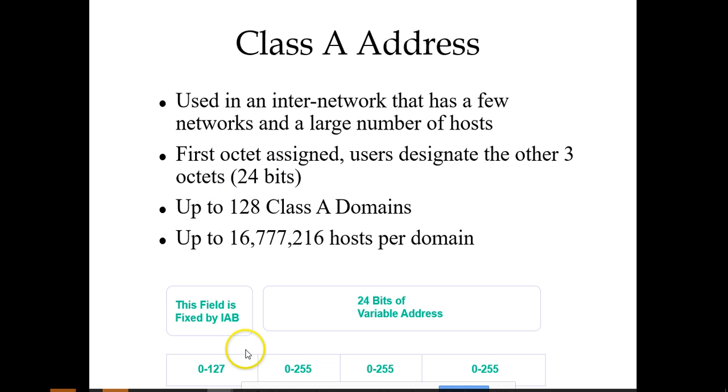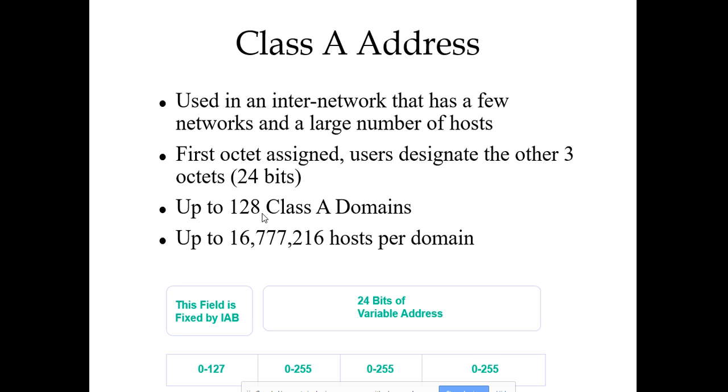Class A addresses here, you can see that the first octet down here, 0 to 127, is used for the network, and then the host is used for the final three octets here. So there's up to 128 Class A domains. So that means only 128 companies or corporations or whoever can have those Class A addresses. So those were very popular when they first came out, but then they started getting gobbled up.